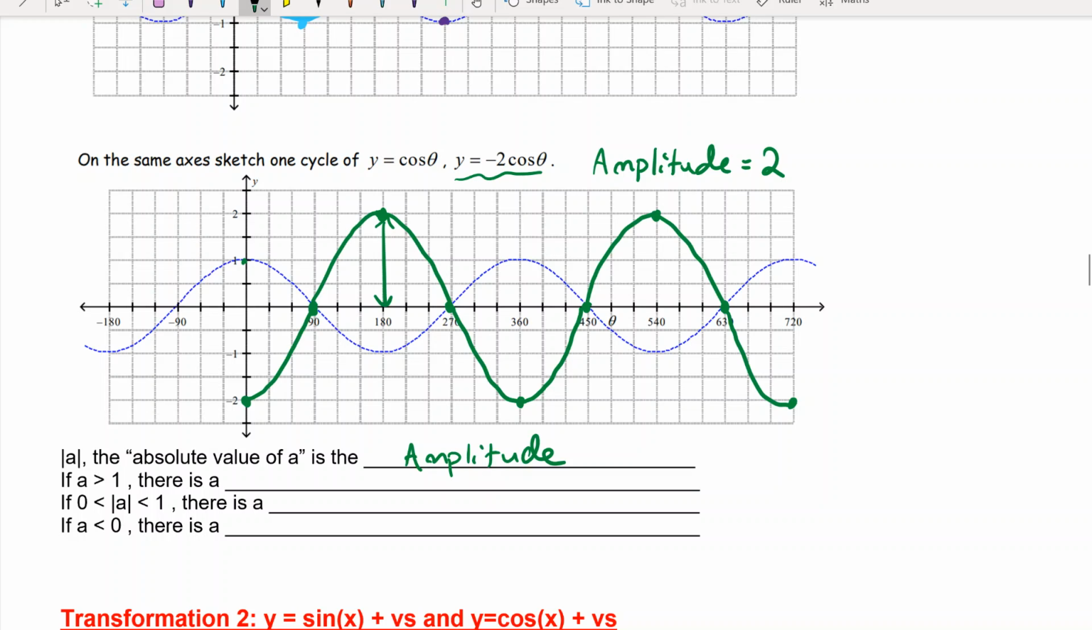If A was bigger than 1, then we call it a vertical stretch because our function is getting stretched out. If the absolute value of A is between 0 and 1, so that means it's a fraction or a decimal number, then there is a vertical compression. So it's like our graph is being squished. And then finally, if A was negative, then we have a reflection in the x-axis.